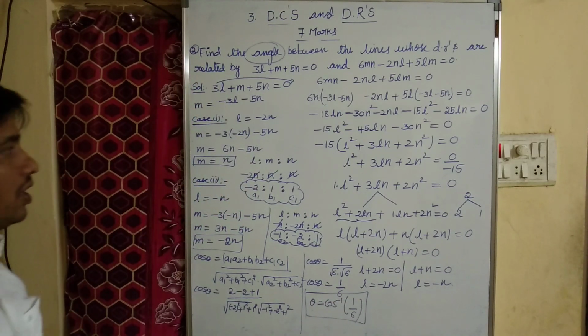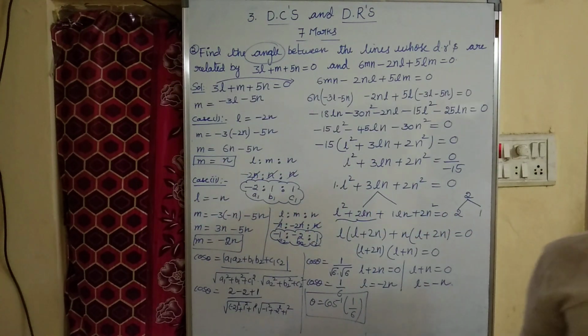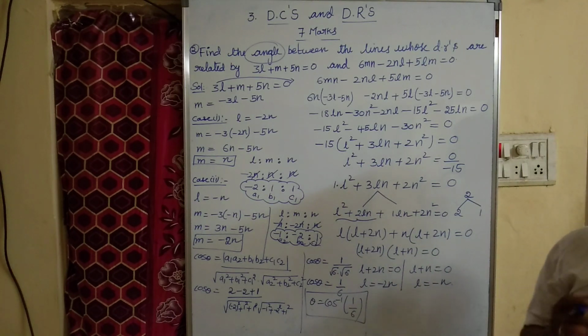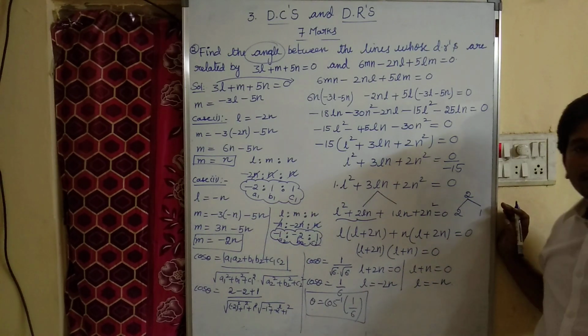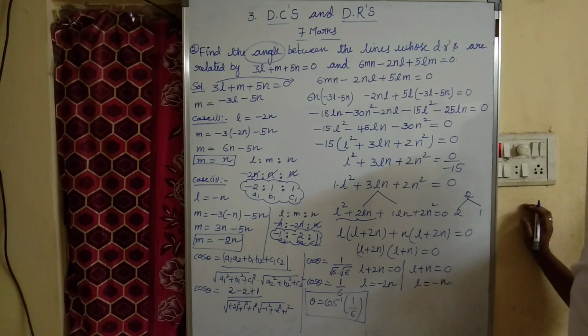So children, therefore what is the angle between the two lines? The angle between the two lines is theta equal to cos inverse 1 by 6. Okay, this is our second problem, which is the most important problem, angle between the two lines.